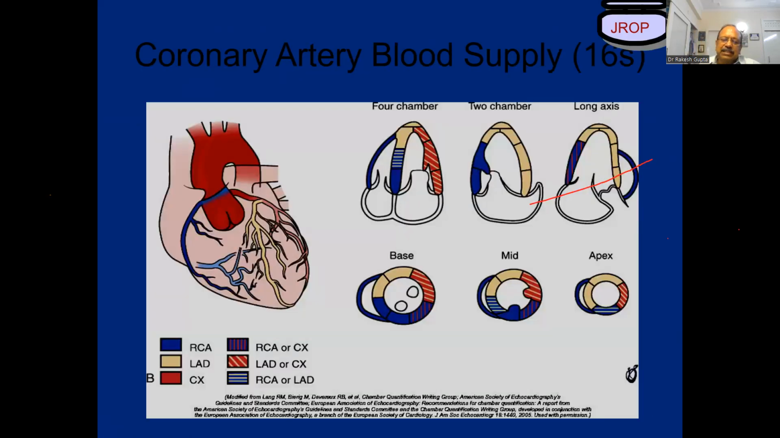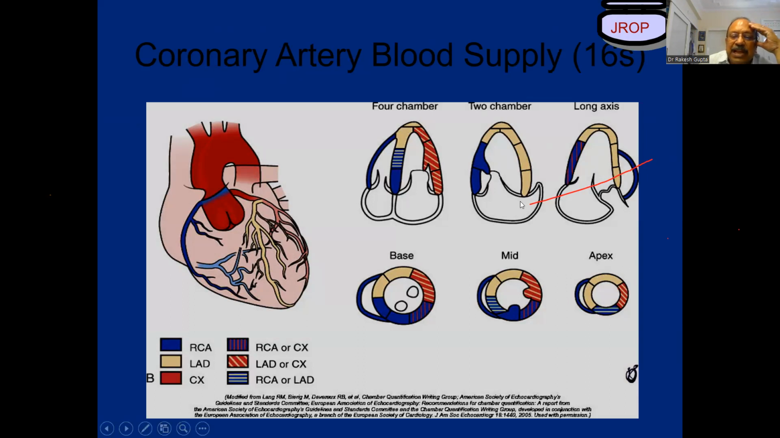We did discuss the coronary artery supply. Same mid and basal septum, mid and basal inferior wall: RCA. Mid and basal posterior wall, mid and basal lateral wall: circumflex. Rest all is LAD.